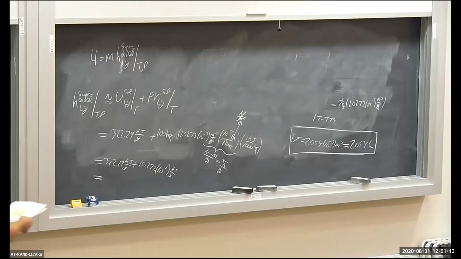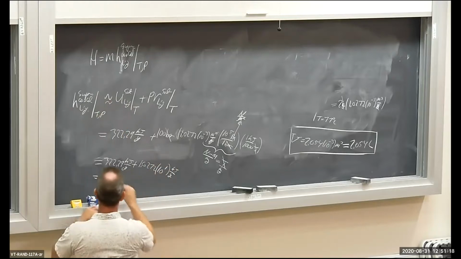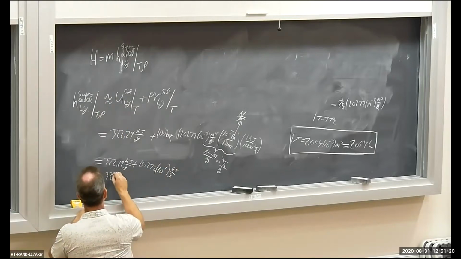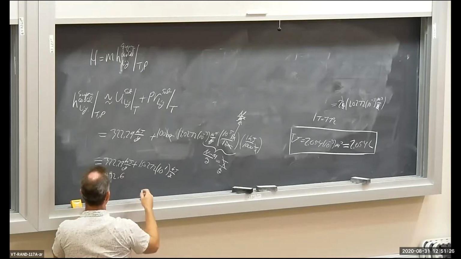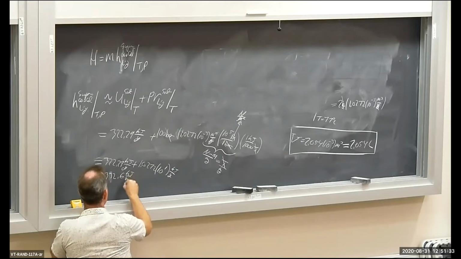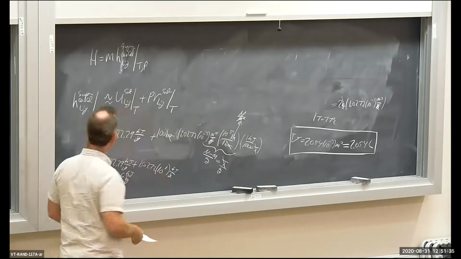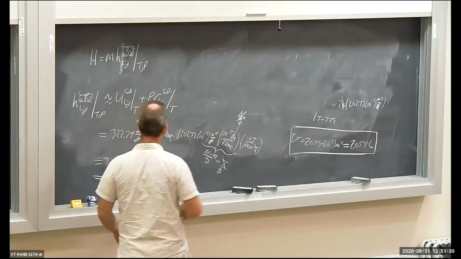specific enthalpy of 332.6 kilojoule per kilogram. I don't think I've rounded here. That looks about right. So that's the specific enthalpy of the supercooled liquid at the temperature and pressure.